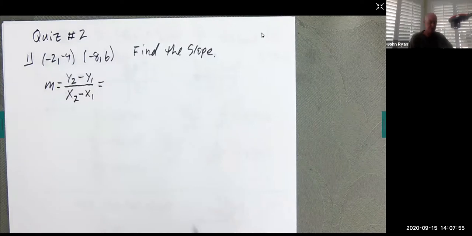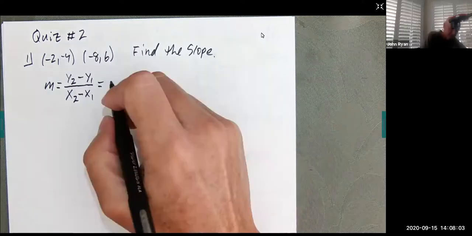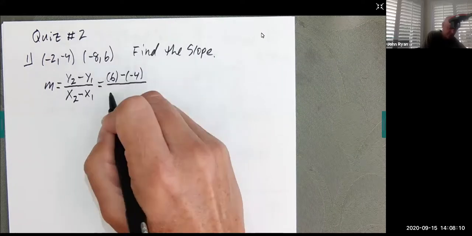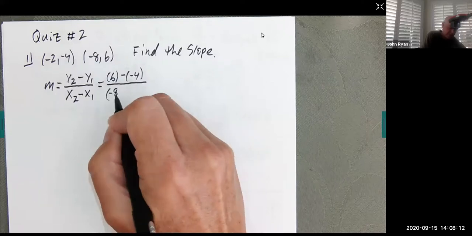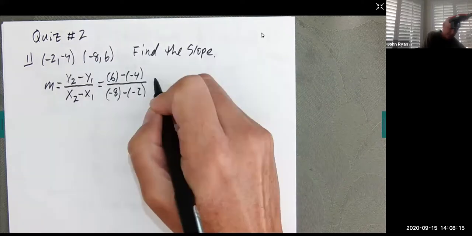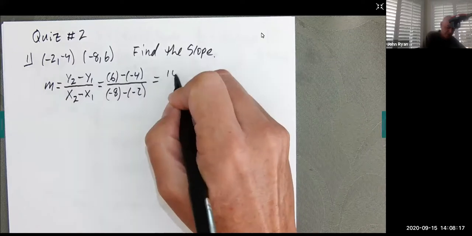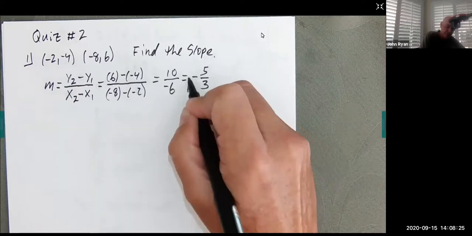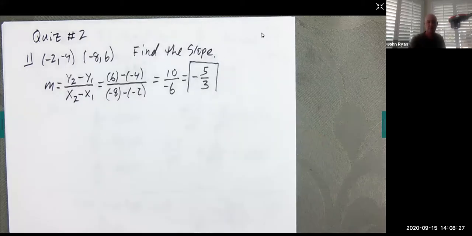and you can determine which ones. Be careful with this formula. Whenever there's a minus in the formula, you've got to be careful that you're not missing a minus. That does happen. So 6 minus -4, you can see it right there, that minus. -8 minus -2. It's going to give me a 10 over -6, which reduces to -5/3. Be sure to reduce your final answers.